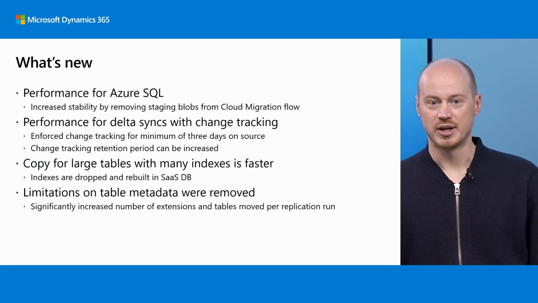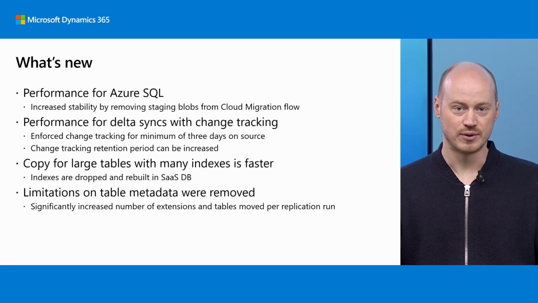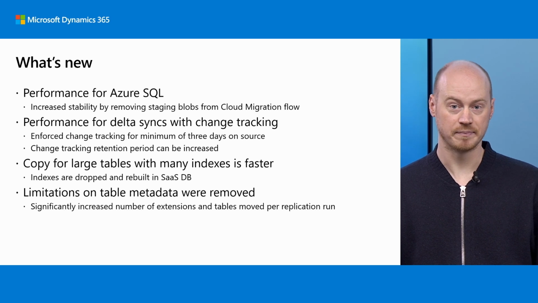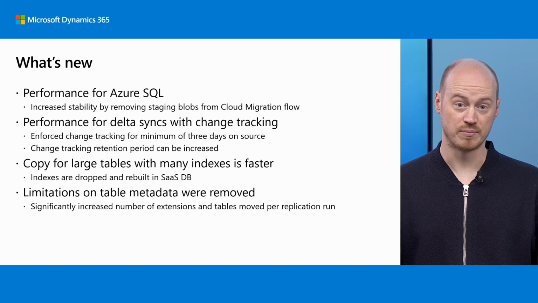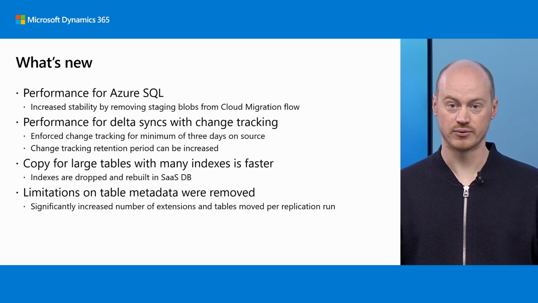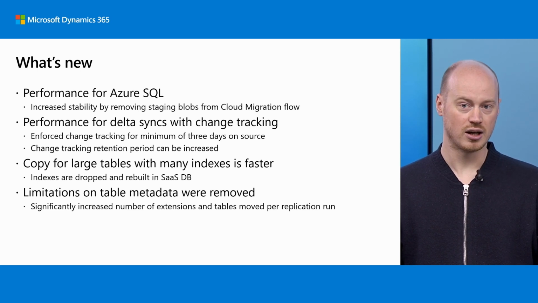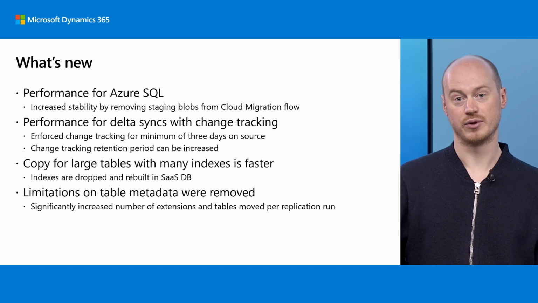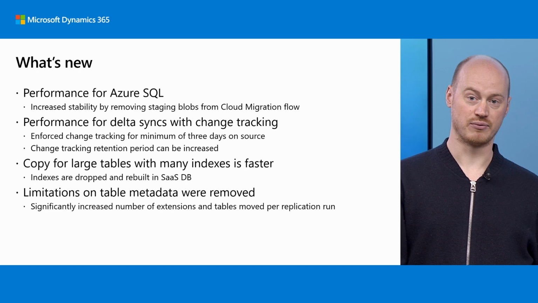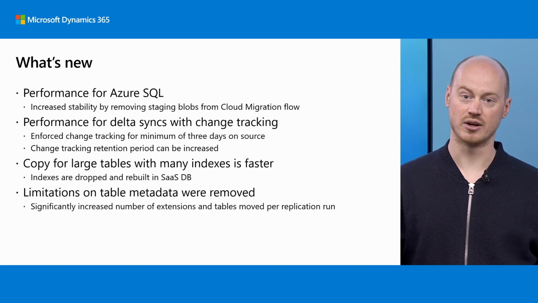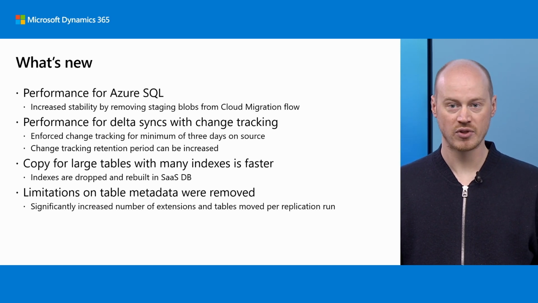That's not the only change we've made though. We've also improved the performance for Delta syncs with change tracking. So the change is that on the database you're migrating from, we're enforcing that change tracking is enabled for a minimum of 3 days. This makes sure that whenever we're running multiple replication runs after each other, we're not migrating full tables that have changed, but rather migrate only the changes within those tables.